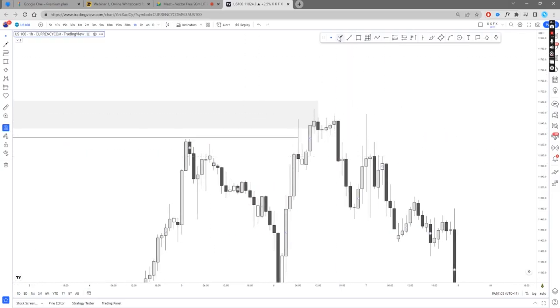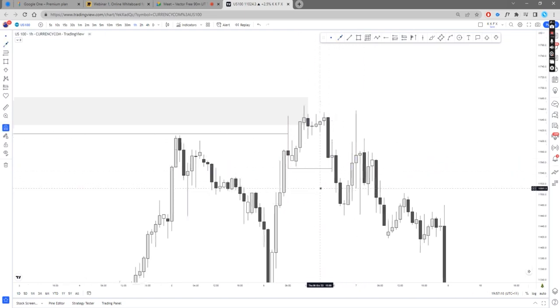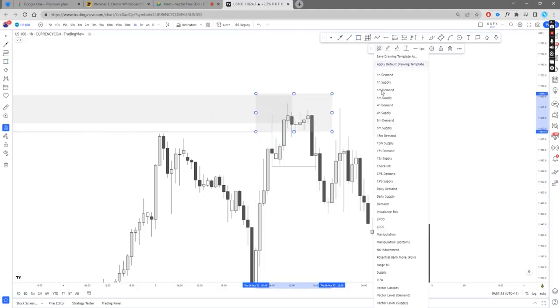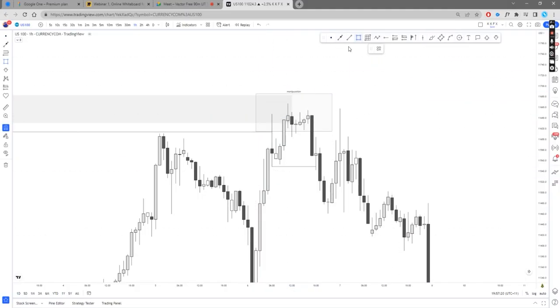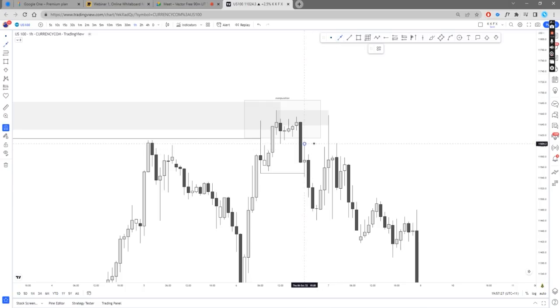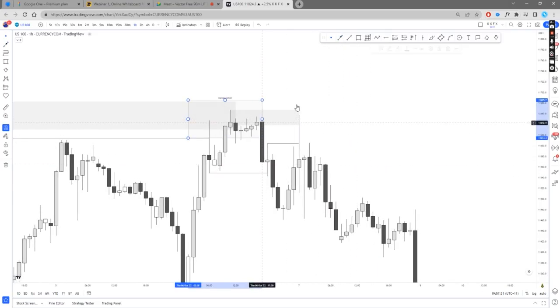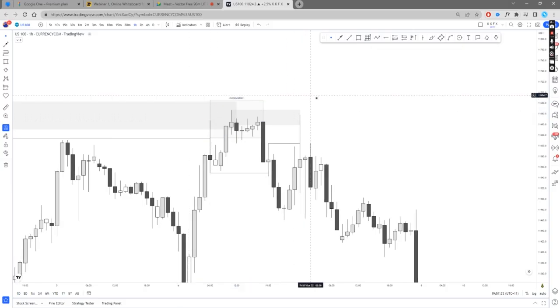Once a level gets broken, we have that shift in structure, because this is the last point to take out that level. Okay. Once we have that shift, we can confirm this as our manipulation here, and then we can mitigate our manipulation like that, and then we can look for a trade in here. In this case, our phase 2 would be in there, and that's utilizing that kind of order block strategy there.